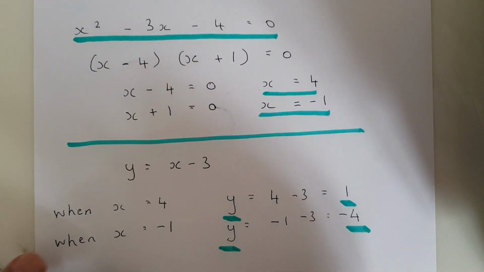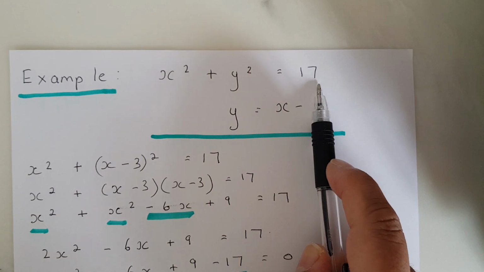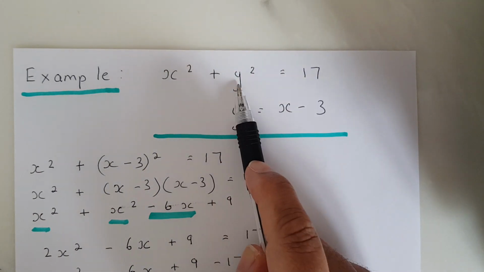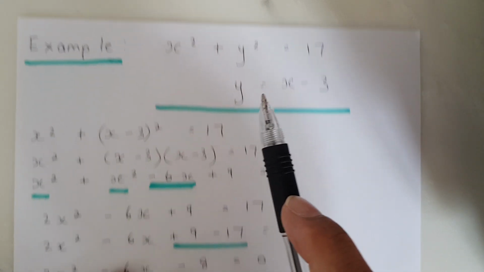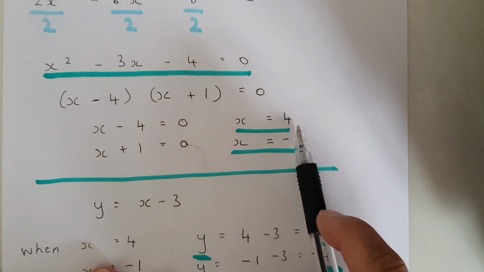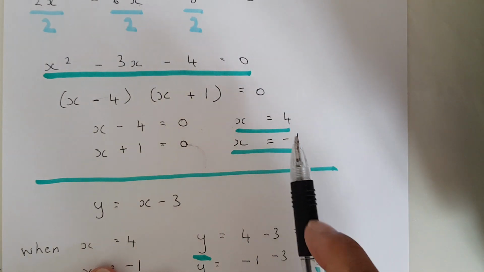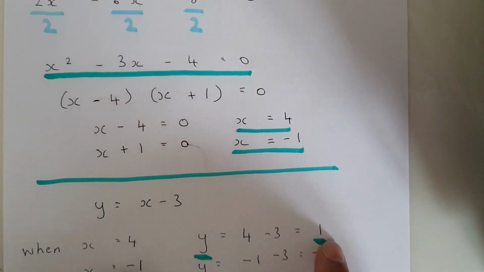Now we need to plug these values, x and y, into this equation. Remember I said in the beginning of the video, we need to put x and y values in it to see if it does work to make 17. So we have x is 4 and x is minus 1. One of these will be fine, so let's do these ones.